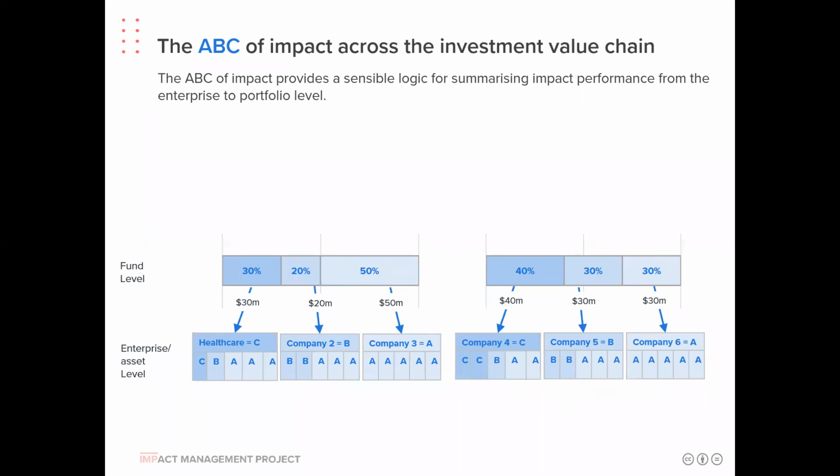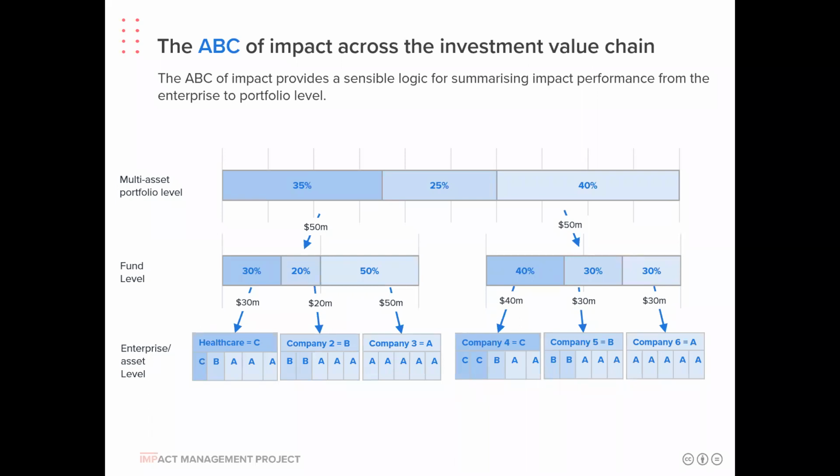And this logic continues up the investment value chain. If we look at a larger multi-asset portfolio that is invested in funds, and in this case, it's invested 50% in the left-hand fund and 50% in the right-hand fund, this translates to an allocation at the multi-asset portfolio level of 35% contribute, 25% benefit, and 40% act to avoid harm.